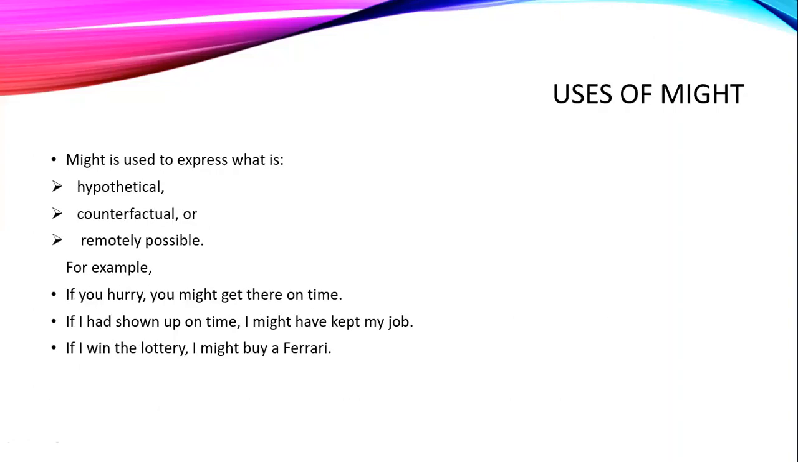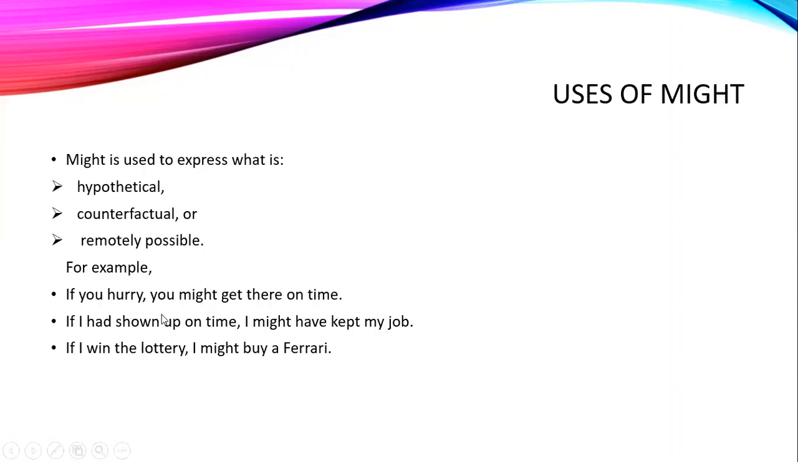Might is used to express what is hypothetical, which is assumed, what is not real, it is imaginary, which is not that much possible. Okay, hypothetical, which is imagined. Counterfactual, which is counter to the fact. Remotely possible, something that is possible only from very far away, that is, very rare.